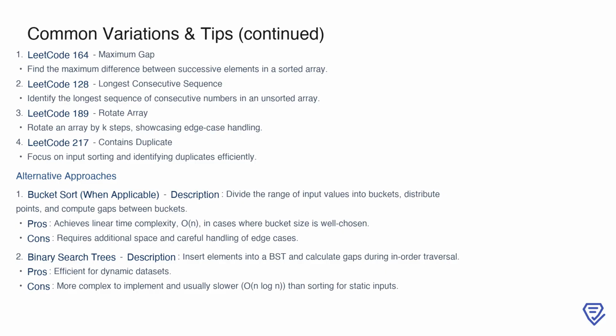In terms of alternative approaches, bucket sort can be a practical option when applicable. By dividing the input range into buckets and computing gaps between them, it can achieve linear time in specific cases. However, it requires careful bucket size selection and additional space. Binary search trees can be another approach, where gaps are calculated during an in-order traversal. While efficient for dynamic datasets, they're generally more complex to implement and slower than sorting for static inputs. Each method has its strengths and trade-offs, so choose based on the problem requirements.